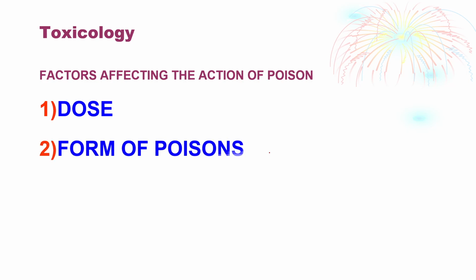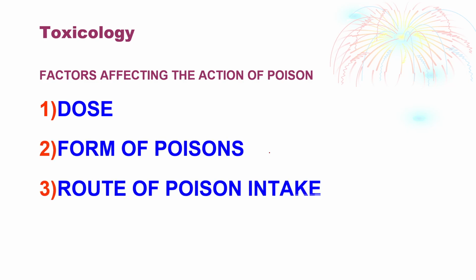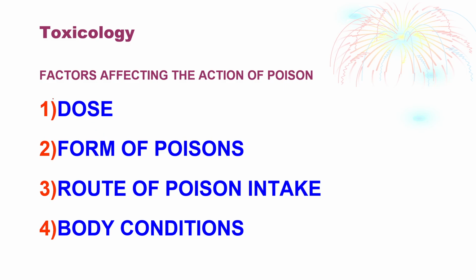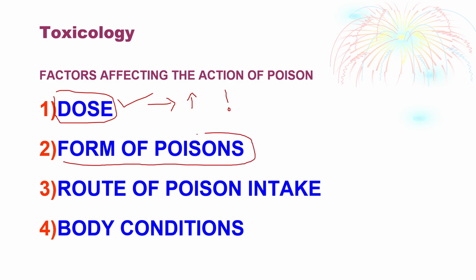Now the next topic is, what are the different factors affecting the action of poisons? So dose, the most important, we say higher the dose, higher will be the action. But there are some exceptions as well. All right, we'll be discussing that. After that, we'll be discussing the form of the poison. Of course, a poison in the form of gas is going to act very fast, other than that in liquid or solid form.